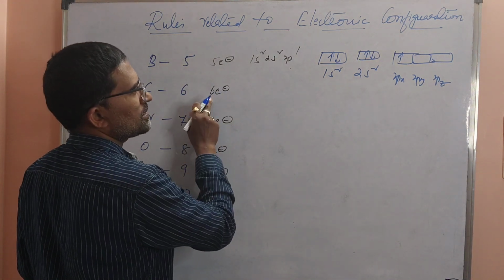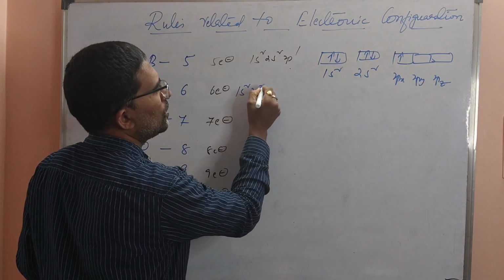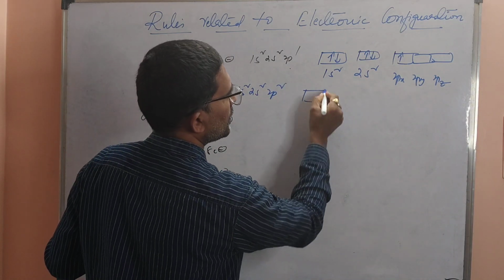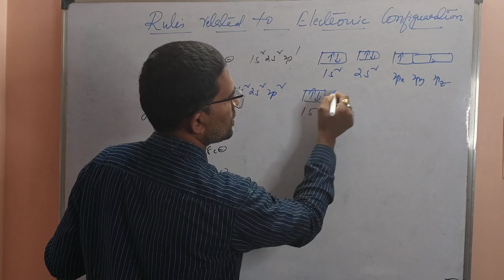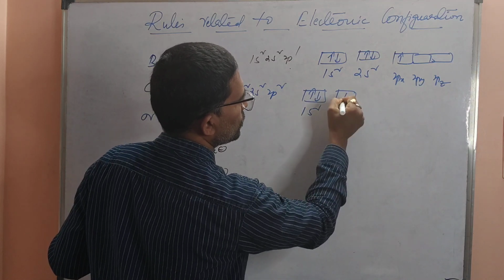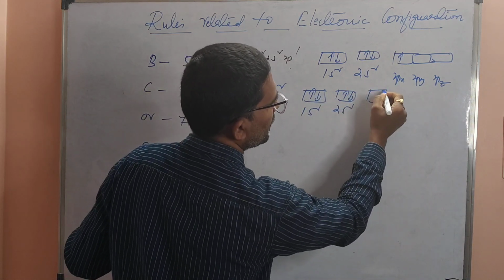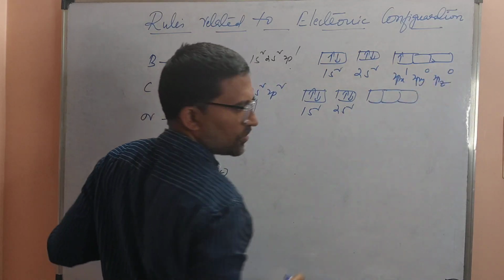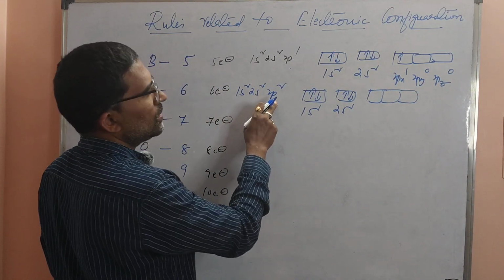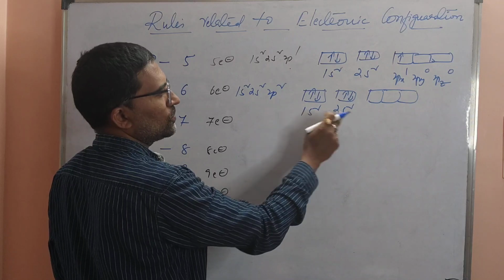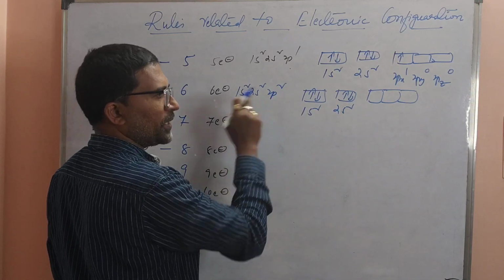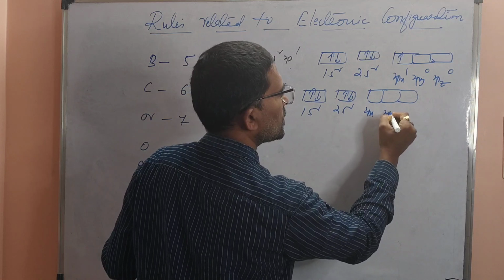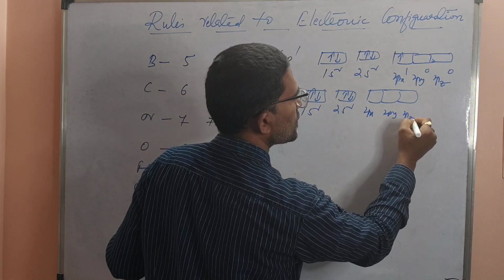Carbon has atomic number 6, configuration is 1s2, 2s2, 2p2. Now I will write this. Here it is 1s2, 2 electrons, and here is 2s2, 2 electrons. And in case of this one, 2px1, 2py0, 2pz0. Now 2 electrons are filled, 2 more filled, 4 is completed. Now go with the 2p2, 2 electrons are there. First, this is 2px, this is 2py, and this is 2pz.